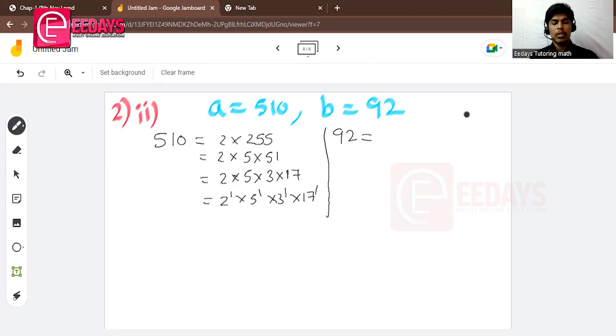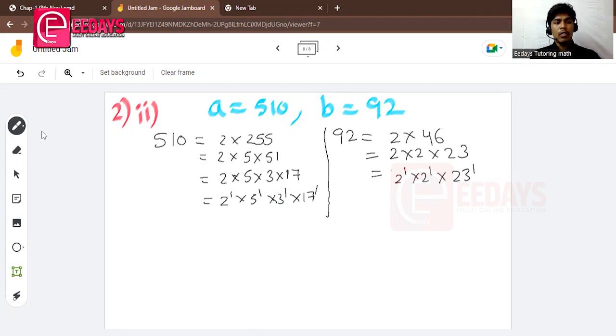Now do the same for 92. We can write 92 as 2 into 2 into 23. 23 is a prime number, right? So we just keep it here. Now it is 2 power 2 into 23 power 1.